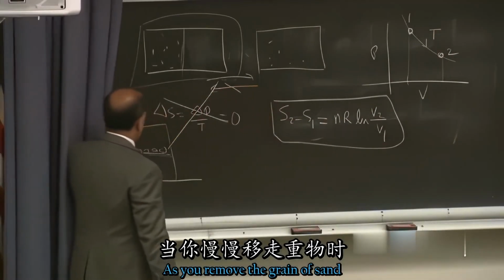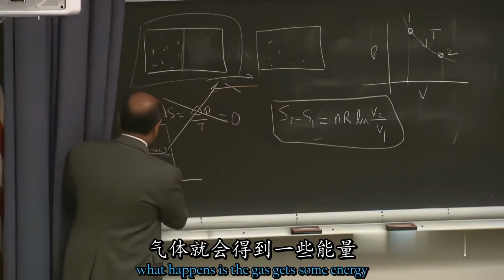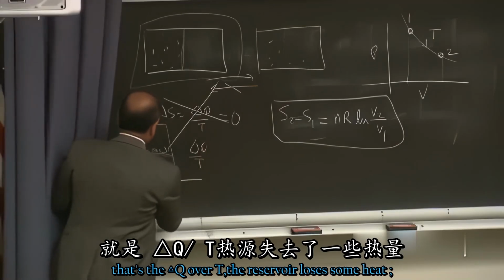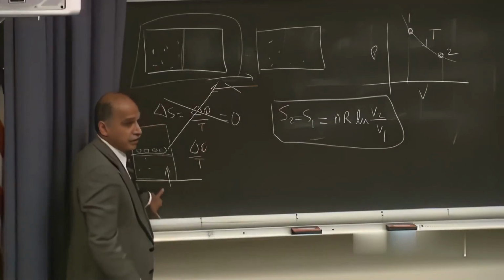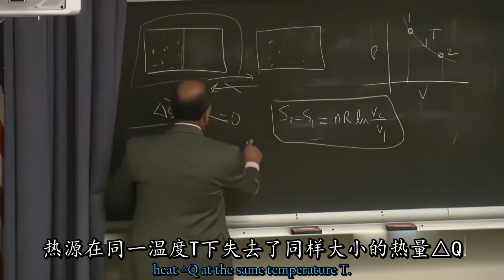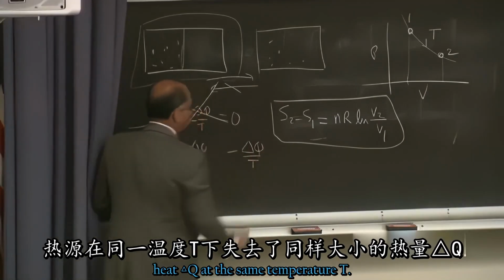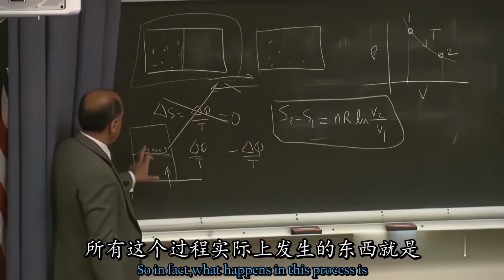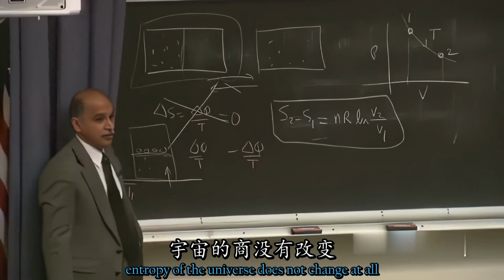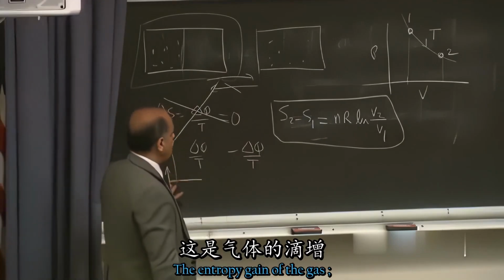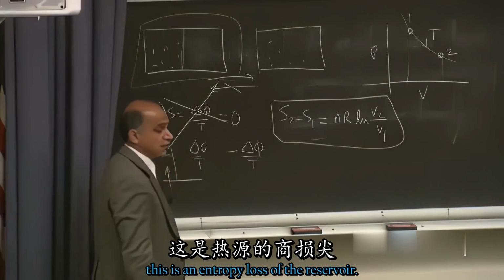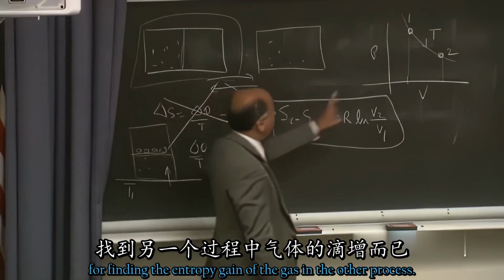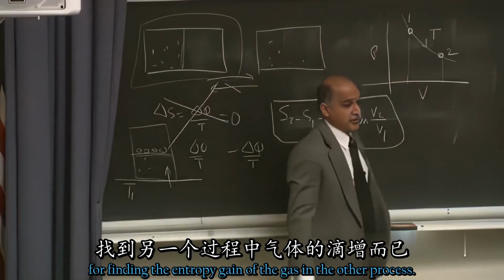As you remove the grain of sand, the gas gets some energy, that's a delta Q over T. The reservoir loses some heat. In fact, the reservoir loses the same amount of heat, delta Q, at the same temperature T. So in this process, the entropy of the universe does not change at all. The entropy gain of the gas is the entropy loss of the reservoir. But I use this as a device for finding the entropy gain of the gas in the other process.